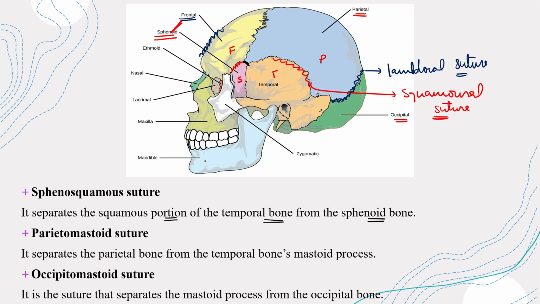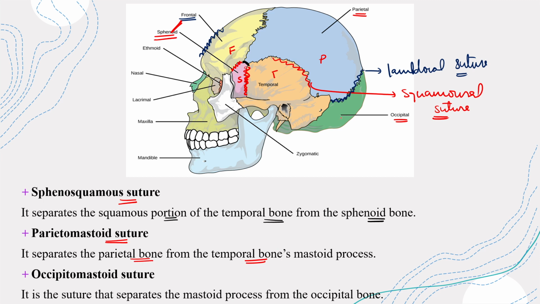So this one is your spheno-squamous suture. It is the separation between the sphenoid bone and the temporal bone. Now, the parieto-mastoid suture separates your parietal bone and temporal bone.